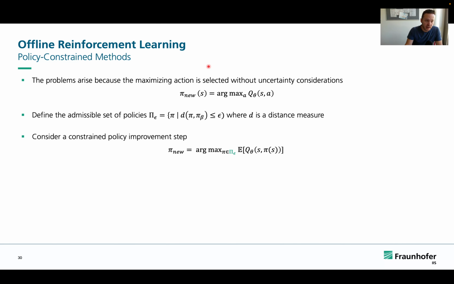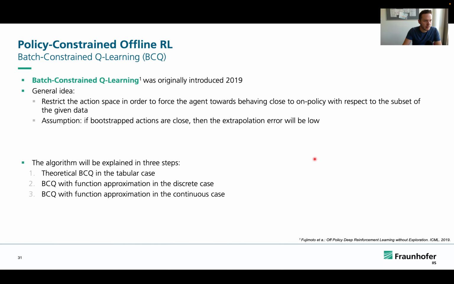If we define it like this, we consider a constrained policy improvement step that looks like this. The new policy is not the argmax over what our theta thinks, but the argmax over all the policies that lie within our admissible set of policies, maximizing the Q value that we can expect. That's the basic idea of BCQ, and also of BEAR. In order to explain how this works in practice, we will introduce BCQ along 3 steps.